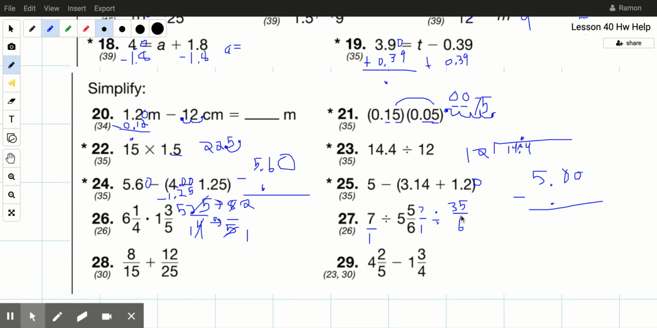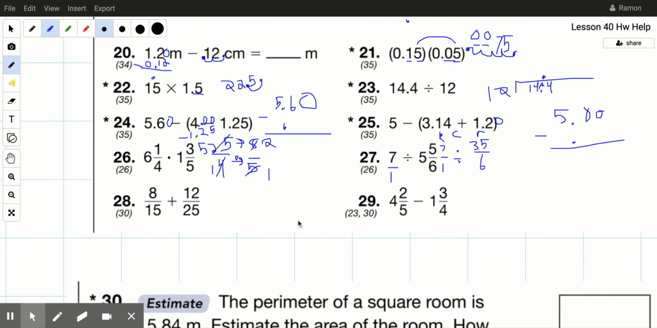And then just remember that since we're dividing fractions, we're not actually going to divide, we're going to multiply by doing keep the first fraction the same, change division to multiplication, and take the reciprocal of 35 over 6, and then multiply straight across. Do not cross multiply. This is cross multiplying, this is multiplying straight across. There is a difference. Number 28, 8/15 plus 12/25.